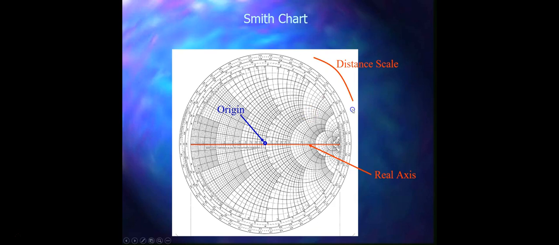Next is the distance scale. Distance scale is in wavelength fractions, and one complete circle on a Smith chart is the same as moving a half wavelength, which is 180 degrees on the transmission line. I'll say it again: if you do one complete cycle on the chart, it is the same as moving a half wavelength, 180 degrees, on the transmission line.